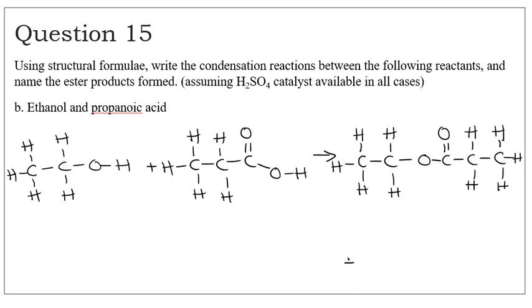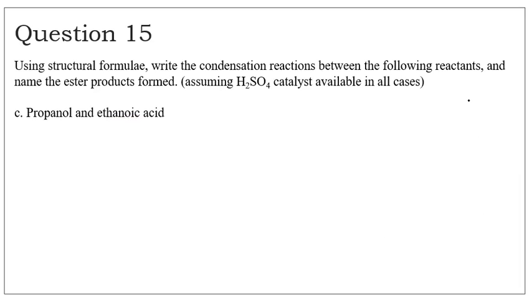And the other product is water. Now, I didn't talk about this in the previous example, but another common mistake is to forget to show the water in structural formula. So you definitely want to do that. You name the ester as well, ethyl propanoate. There you go. Okay, that's good. Let's go to part C. We have propanol and ethanoic acid.